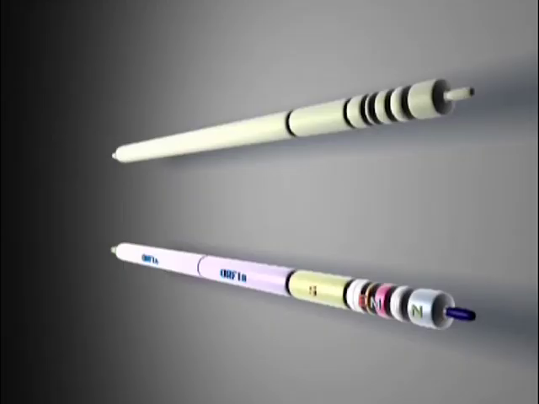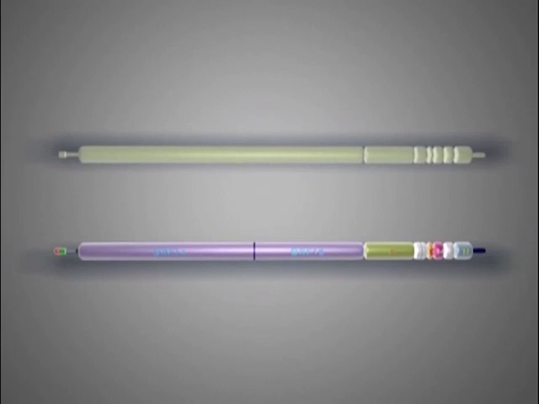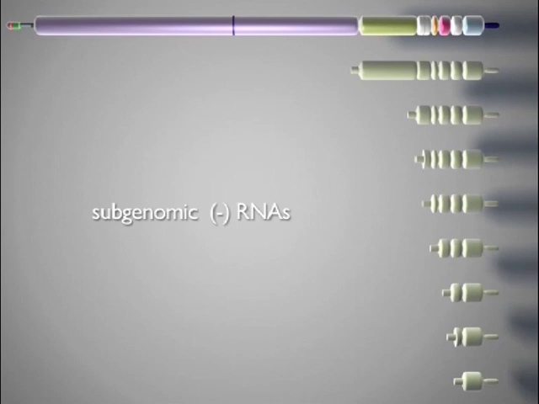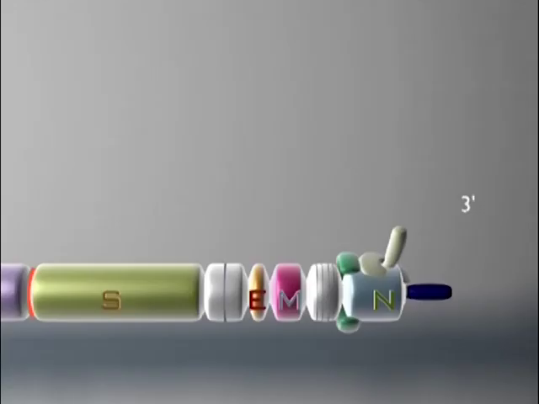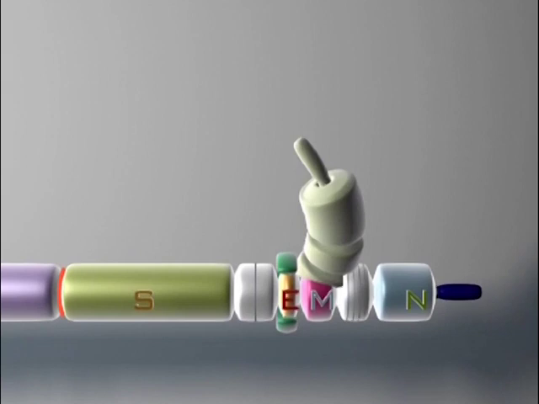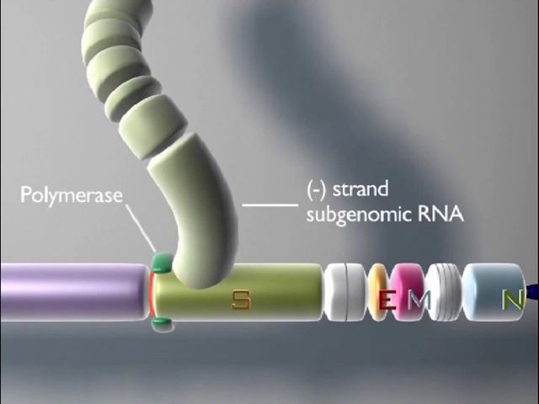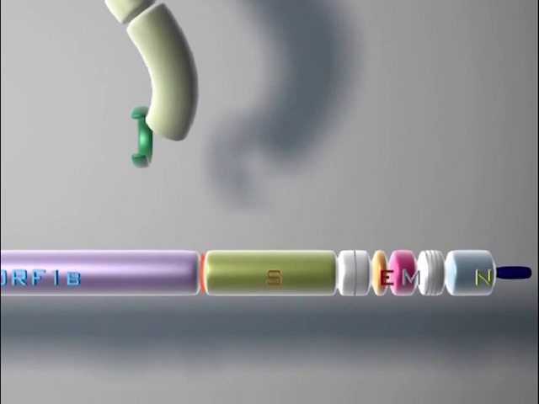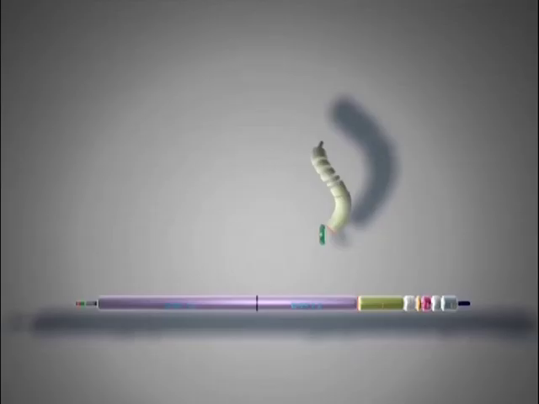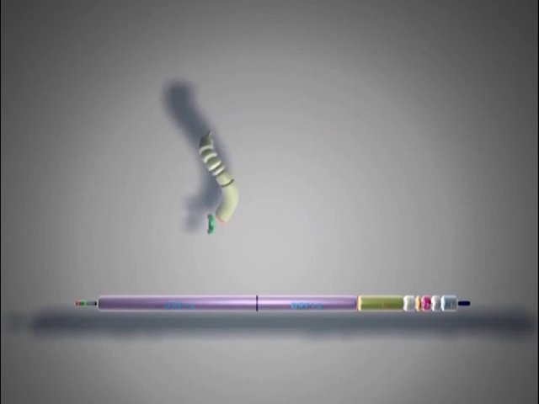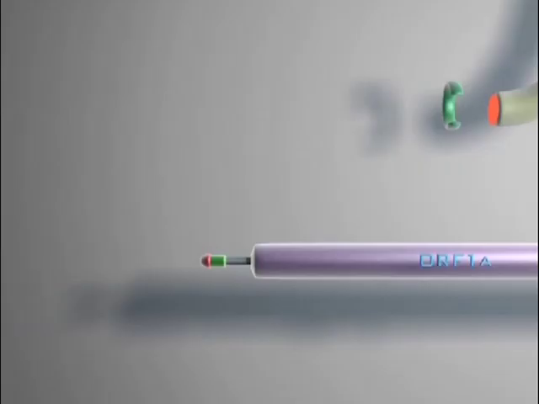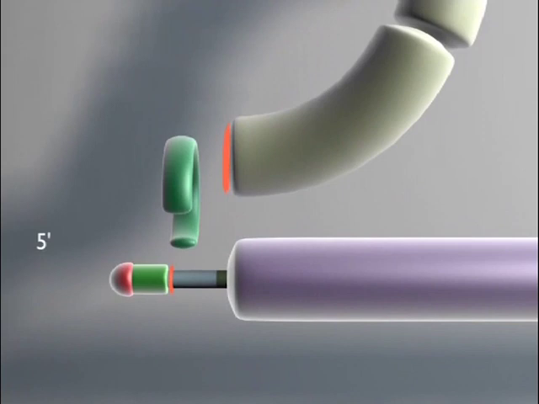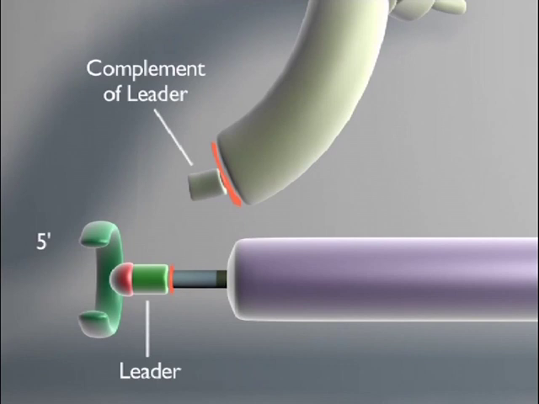The template RNA is not only copied into full-length minus strands, but is also used to make subgenomic minus strand RNAs. First, the body of the subgenomic RNA is copied from the 3' end of the template. Then, the transcription complex jumps to the 5' end of the template. There, RNA synthesis is resumed to add the complement of the leader sequence. But how does that happen?